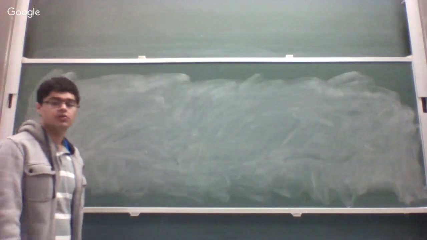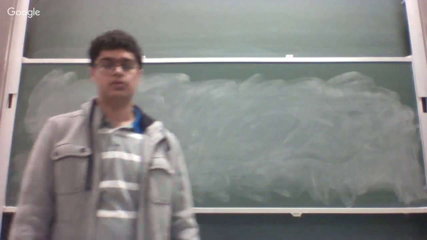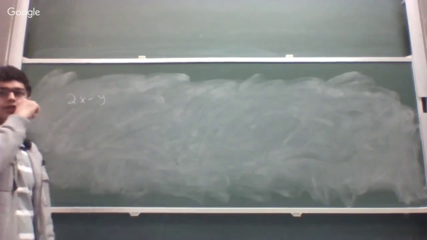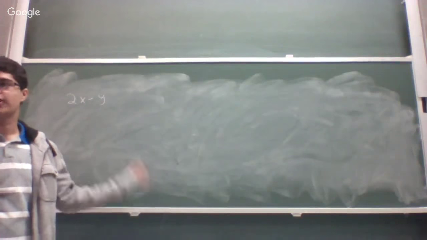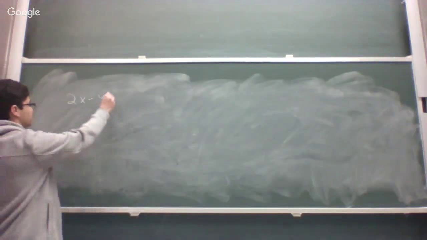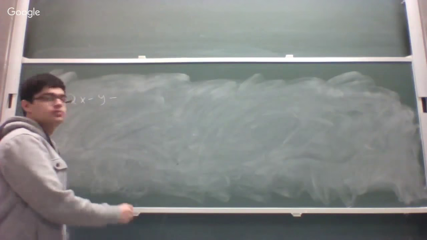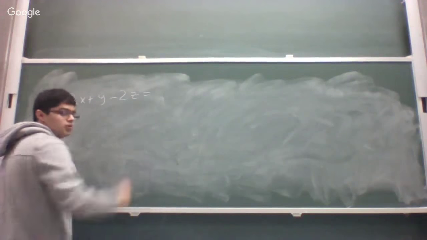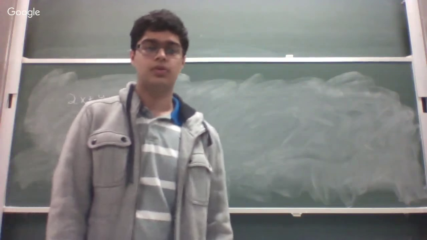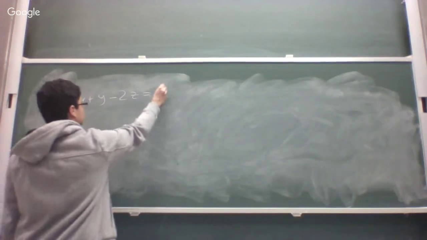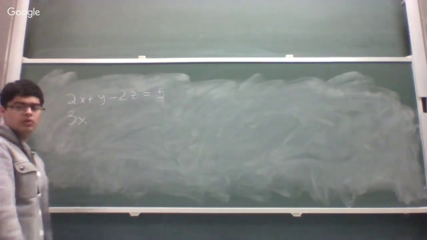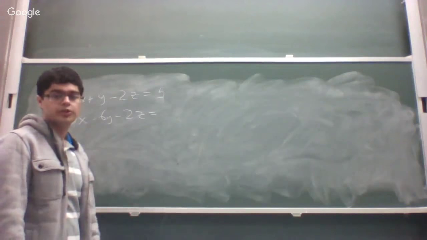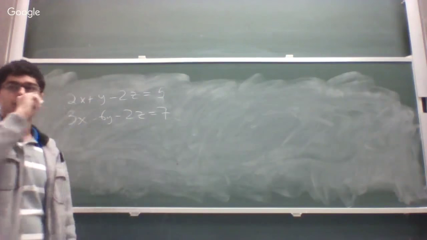Okay. So for one plane, we have 2x. This is the problem that you guys did in class. Is that okay if I go through that problem? Plus 2y, minus 2z equal to 5. And 3x minus 6y minus 2z equal to 7. Okay?